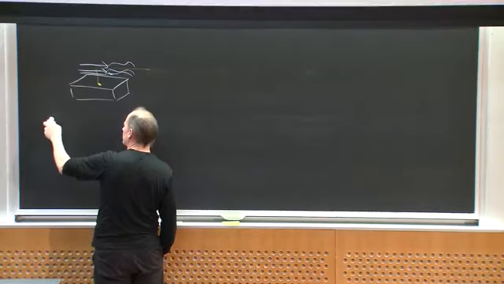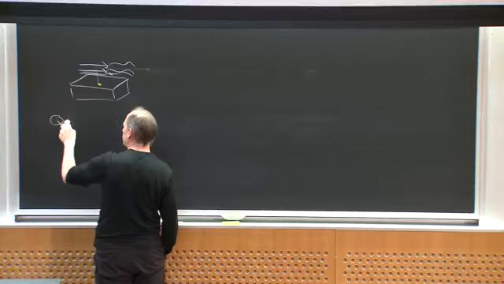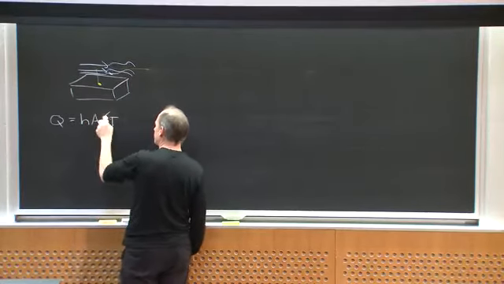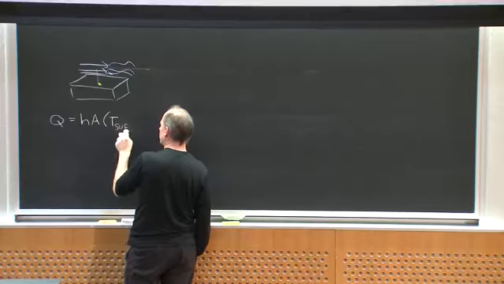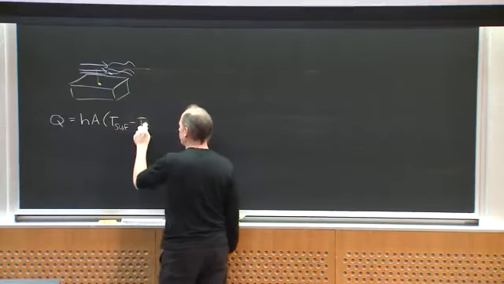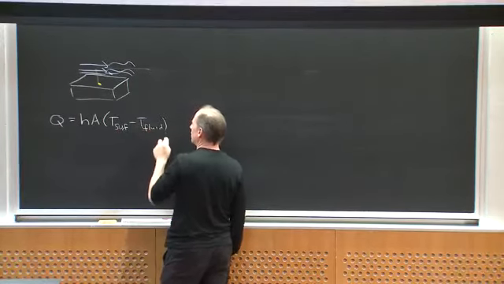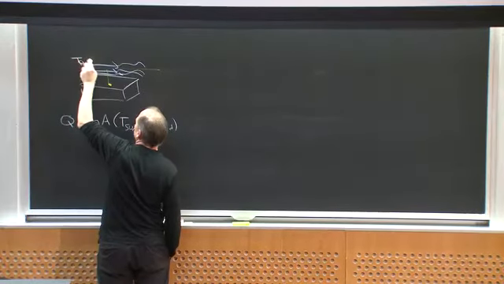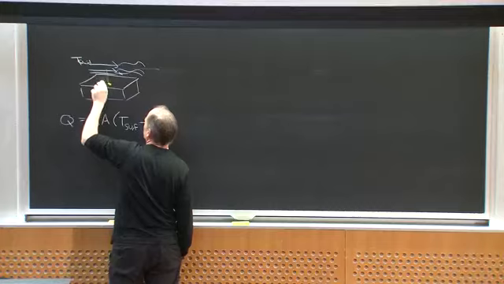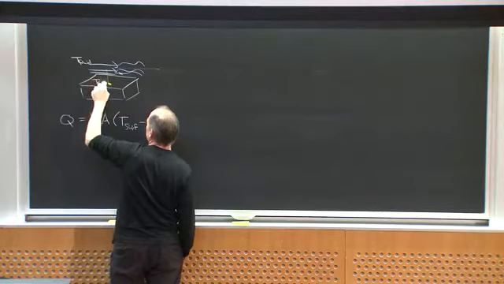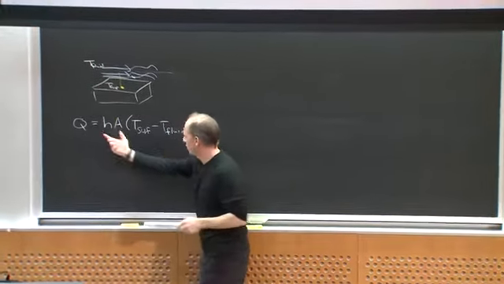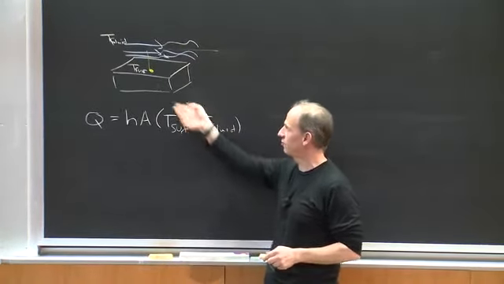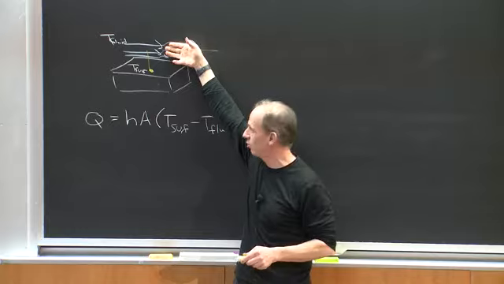Heat transfer for this case looks like Q, the heat transfer, is equal to hA times the temperature of the surface minus the temperature of the fluid. Right? So if I have some fluid at T fluid, and I have some temperature at the surface, T surface, the heat transfer, again in some range, is going to be proportional to the temperature difference between the surface of this thing and the fluid that's carrying the heat away.